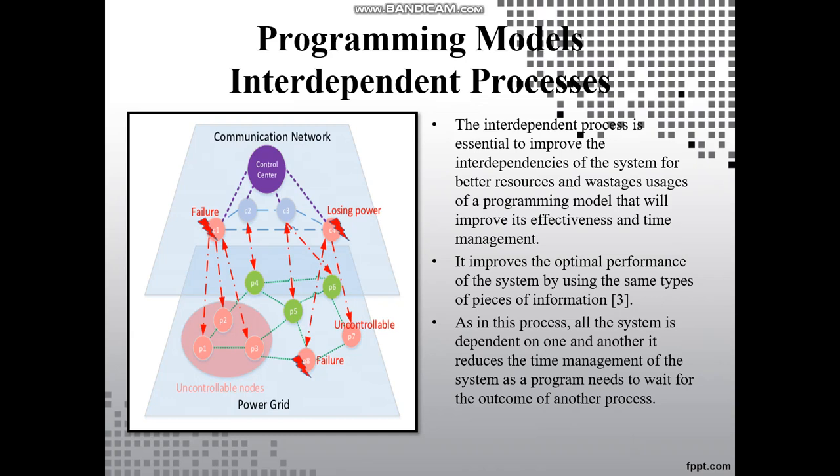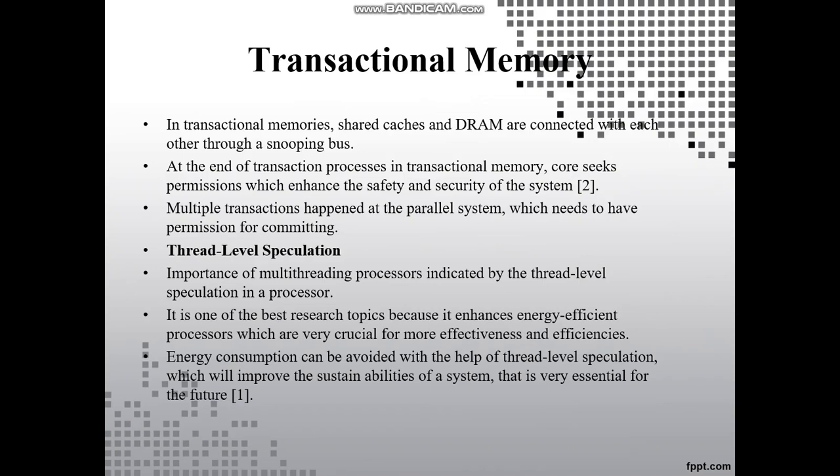This interdependent process reduces the time management of the system as a program needs to wait for the outcome of another process. Coming to the next process, transactional memory. Transactional memory attempts to simplify concurrent programming by allowing a group of load and store instructions to execute in an atomic way. Transactional memory has multiple transactions happening in the parallel system, which need permission for committing.